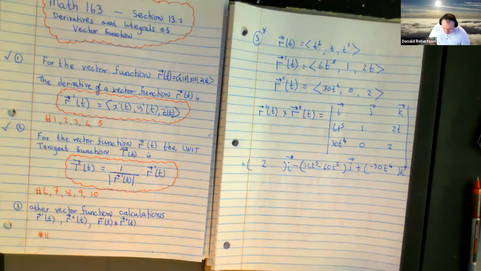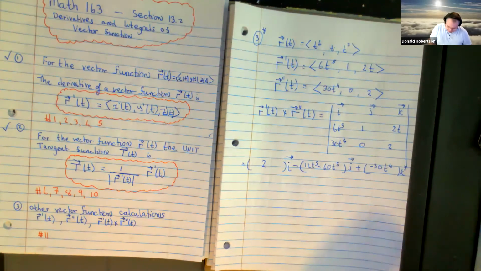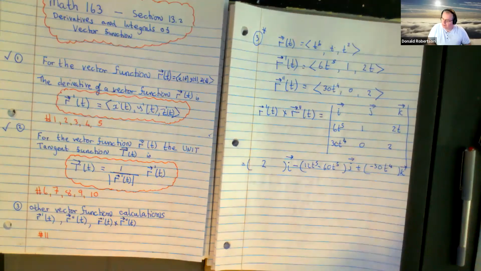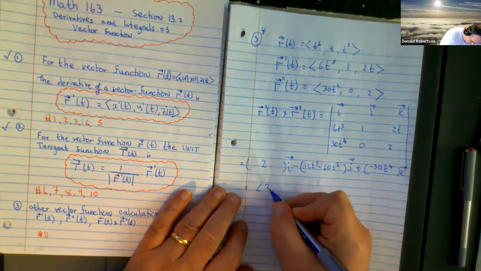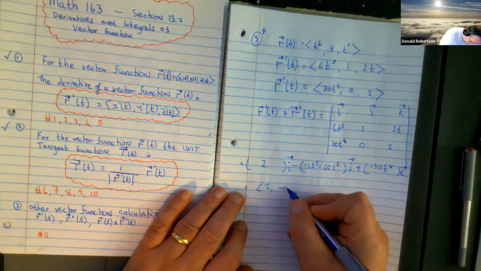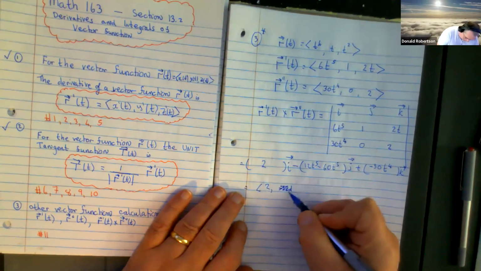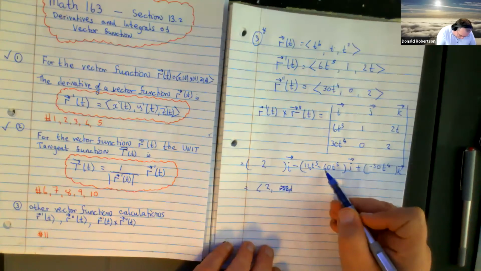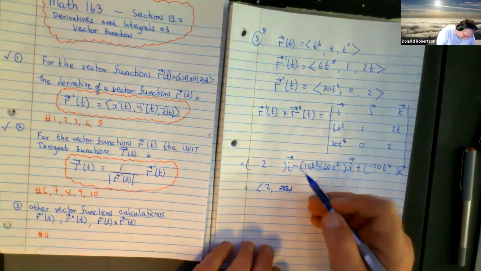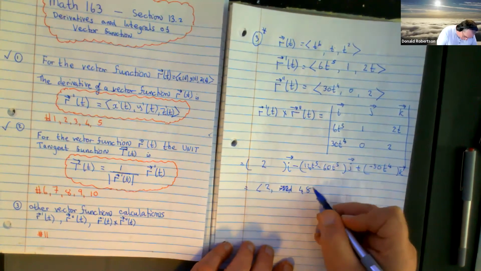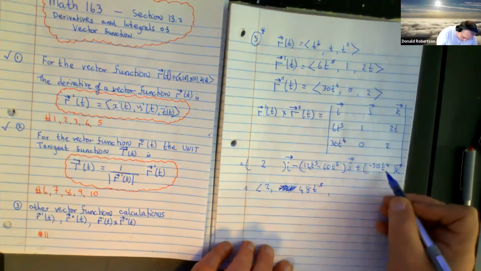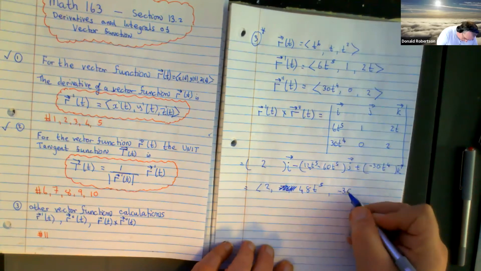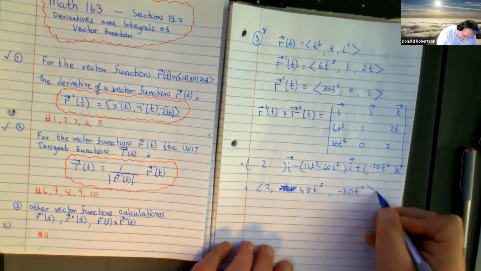Do you see you don't really need numbers to do cross products? Can't you do cross products of anything, right? Variables, anything. Now, make it look pretty. 2, negative 12, oops, almost screwed up there. Those are the same guy, so what's that? That's negative 48. 2 negatives make a plus. 48t to the 5. And that guy, negative 30t to the 4.